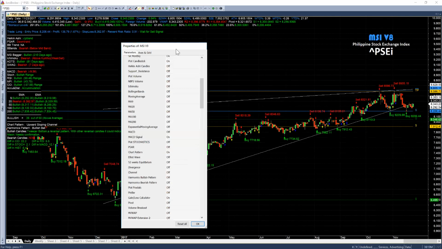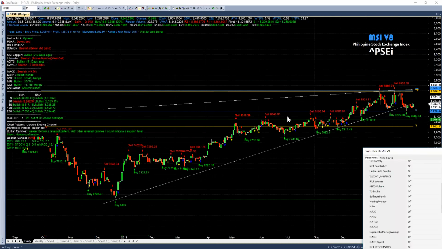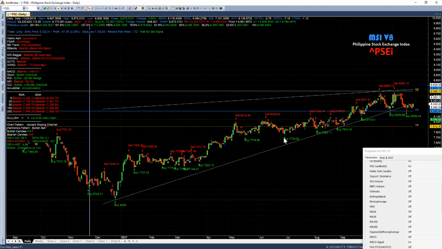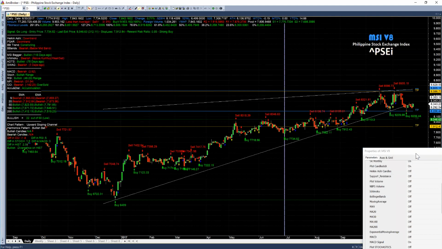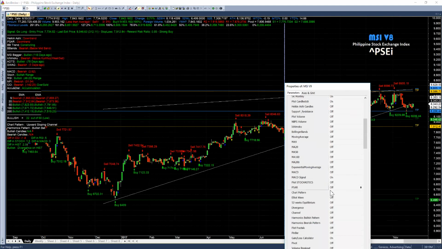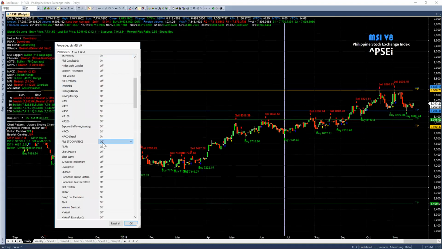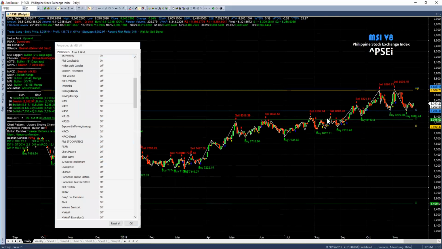Ito yung auto-plotting ng chart patterns. So, depende kung ano yung pino-form na pattern ng isang stock. Mag-iiba-iba din yan. So, you can use this by determining your breakout and breakdown price actions. Then we have the Elliott waves. Okay, auto-plot na yung Elliott wave niya. Identify nyo na lang yung mga labels niya kung alin dyan.